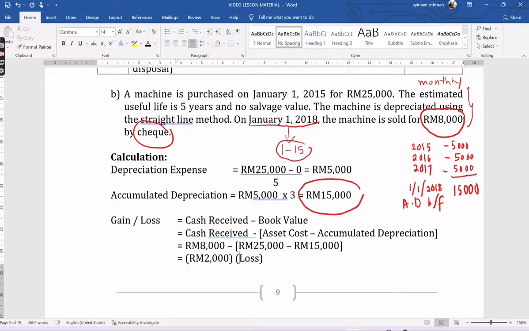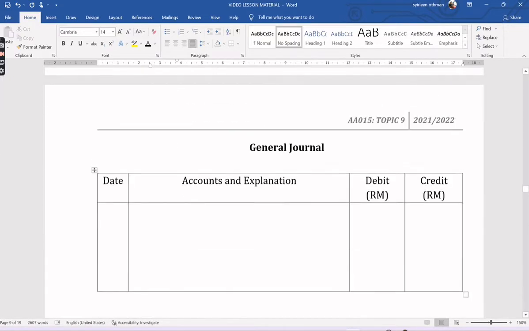We are closing the machine account, so machine will be credited, and at the same time its accumulated depreciation will be debited, because we close the machine and contra it. So debit has 2 accounts, debit bank and debit accumulated depreciation for machine, and credit has 1 account, that is machine, with a value of 25,000. So how do we do the journal?